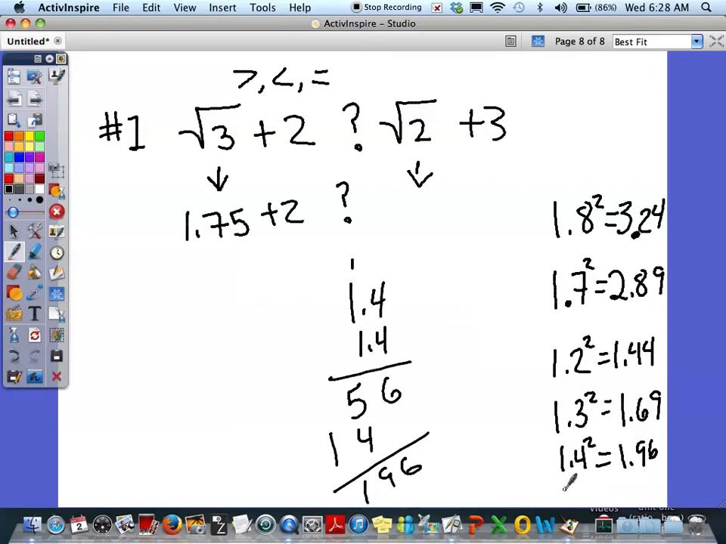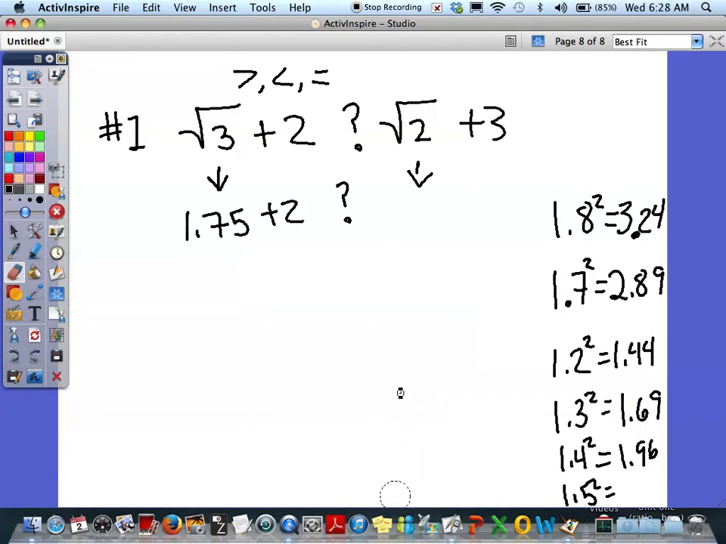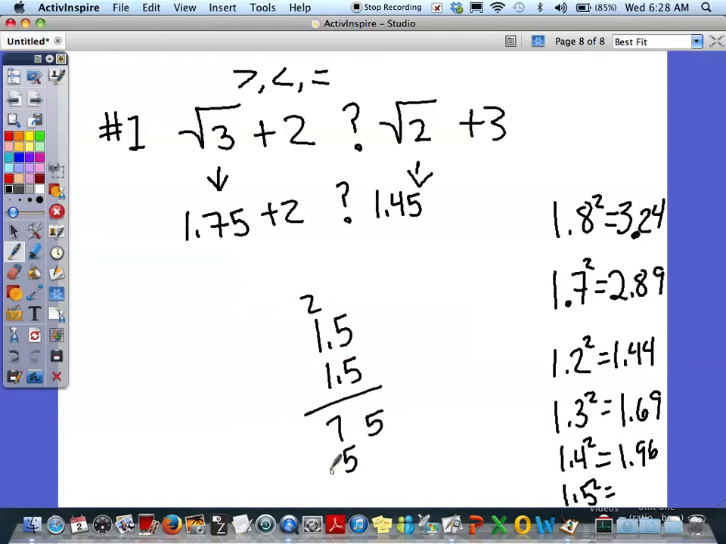So I know that 1.5 squared is going to equal more than 2 because this is so close. And because I know that, I can approximate this square root of 2 at 1.45. Because 1.5 squared, you'll see, will be more than 2. 2.25. More than 2.